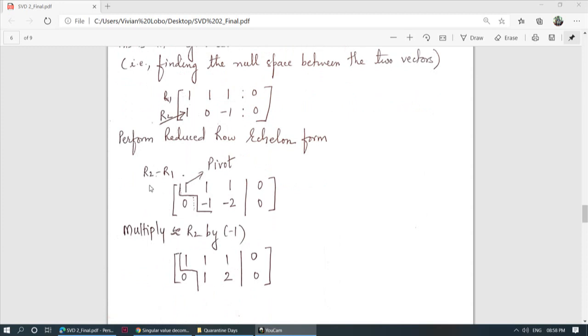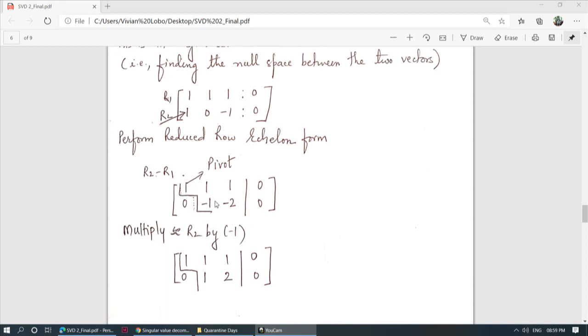So simply we perform row transformation. R2 minus R1. So 1 minus 1 is 0. 0 minus 1 is minus 1. Minus 1 minus 1 is minus 2. 0 minus 0 is 0. So this is the pivot. Below the pivot the value is 0, so the condition gets satisfied. Now we jump to the second pivot.